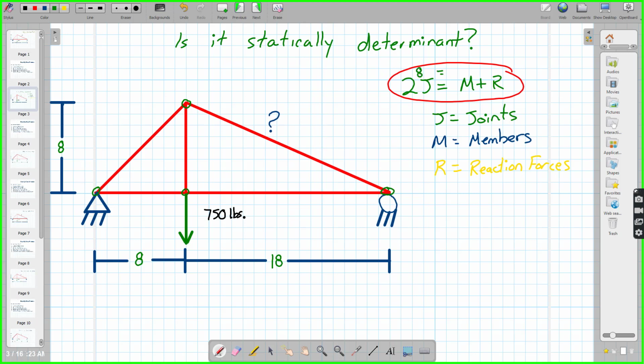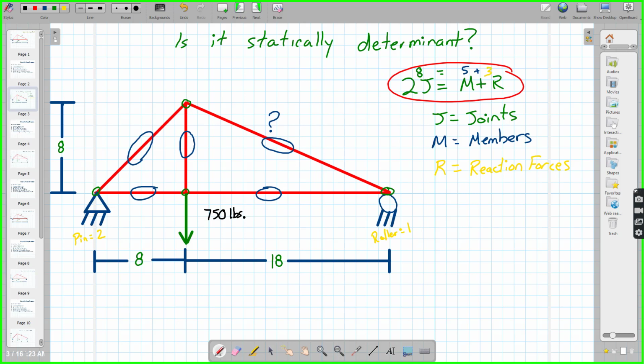So now I'm going to look at members. And members are the bars themselves. So there's 1, 2, 3, 4, and 5. I have a 5 there. Plus, then the reaction forces. Well, this is a pin, right? So a pin, if we remember correctly, equals 2. And then a roller over here equals 1. There is a total of 3.